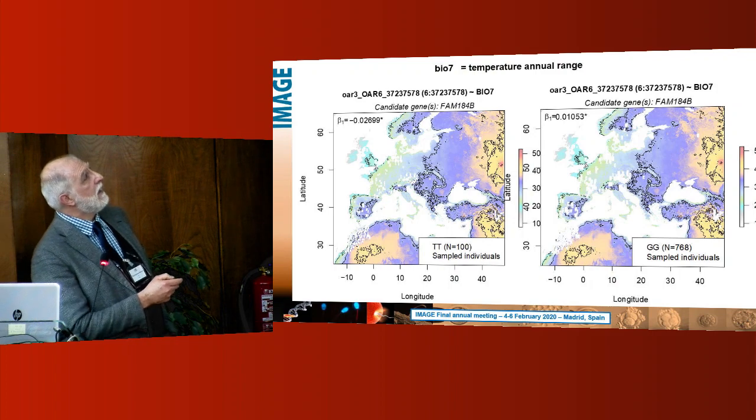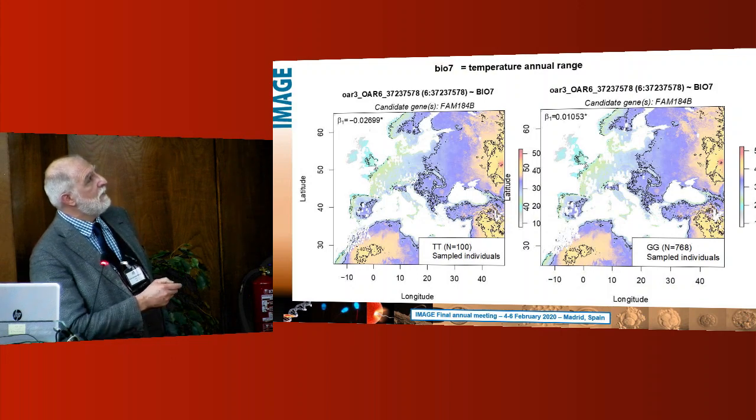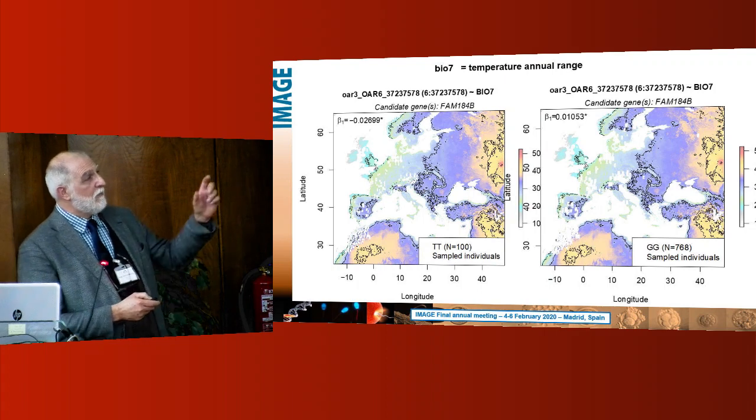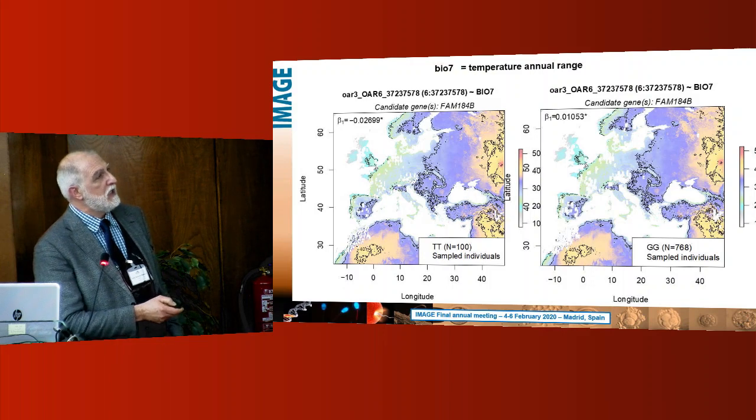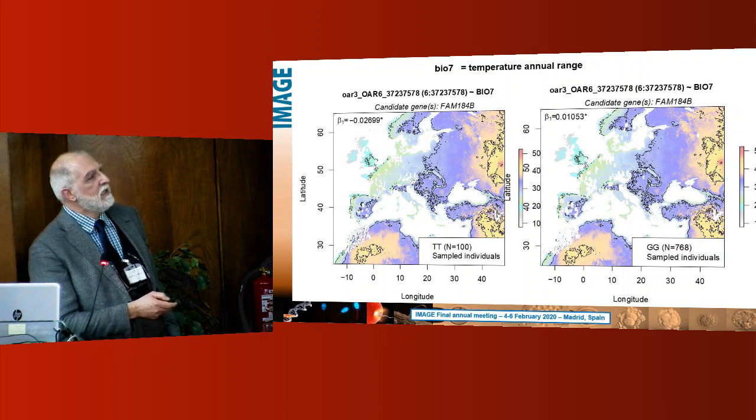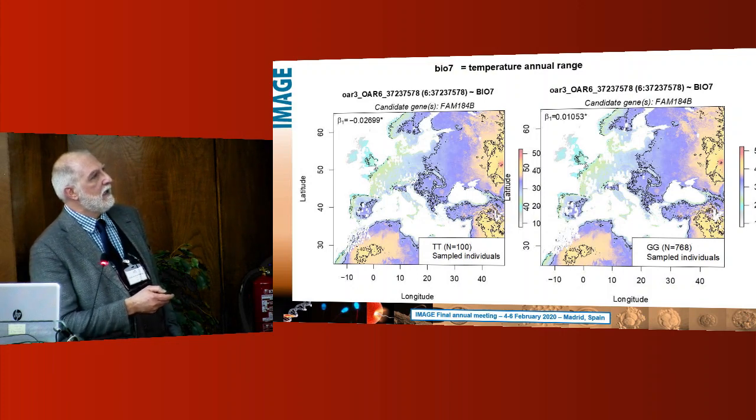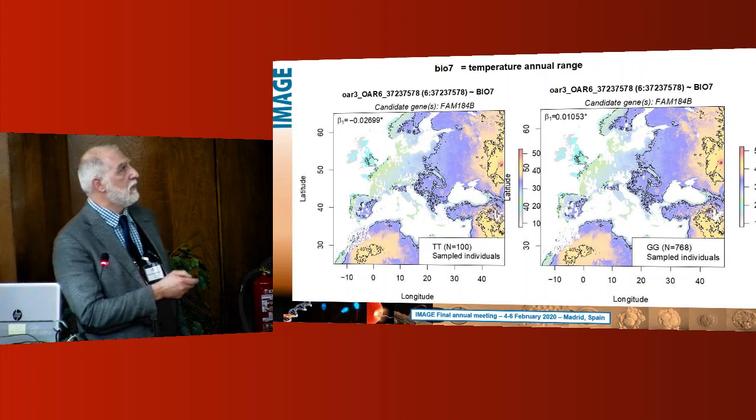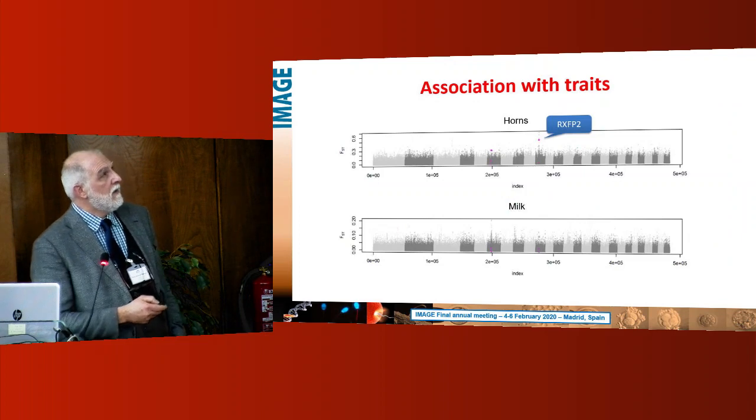Sorry, there should be a genotype also here. The TT genotype is associated to a low annual temperature range, while the other genotype, that is GG, is associated to a higher one. So the GG genotype is more concentrated on the Alps, for instance, on the mountains and in Northern Europe compared to this genotype. I'm sorry that didn't show up.